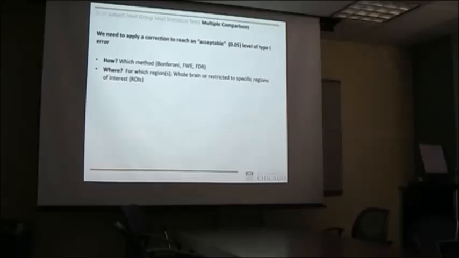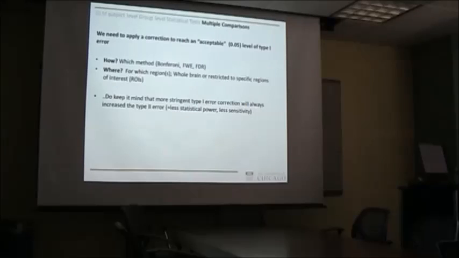And then another issue is where, or in other words, for which regions do you want to use it? For the whole brain? Do you want to correct for all the tests that you did in the whole brain, or are you saying, well, I'm actually not interested in every part of the brain, but maybe just a subpart that I'm really interested in, and I'm only going to correct for that part of the brain. So you have these two issues that are important in applying these multiple comparison corrections.